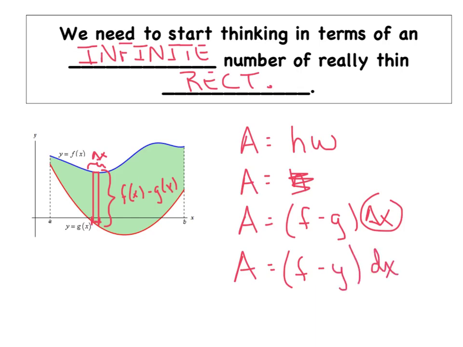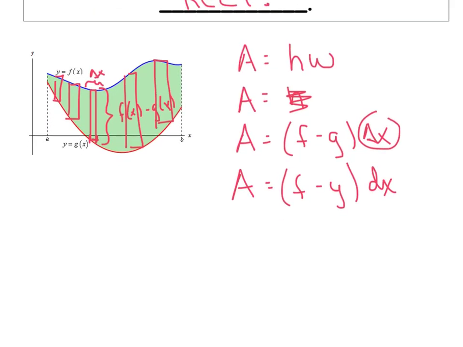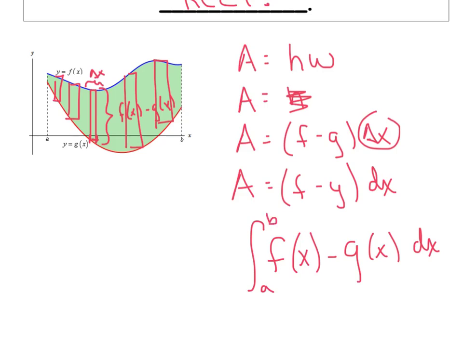And what you'll notice is that's the area of one rectangle. And now we've said we want to split this region into an infinite number of really thin rectangles. And if you want to add all of them together, we're going to use an integral. And the integral is the act of adding an infinite number of rectangles together that are infinitely skinny.